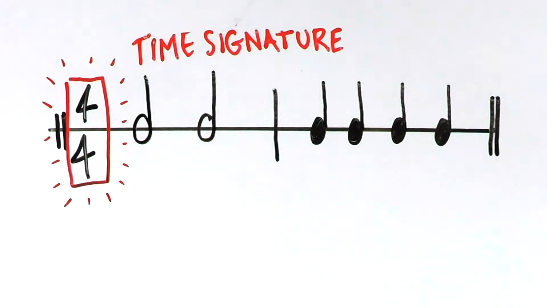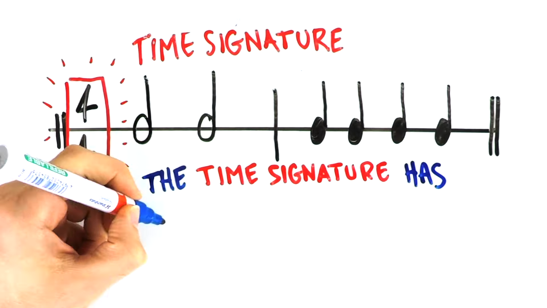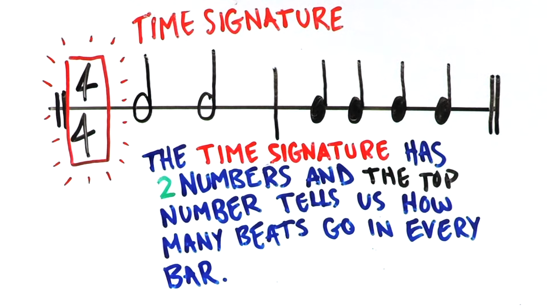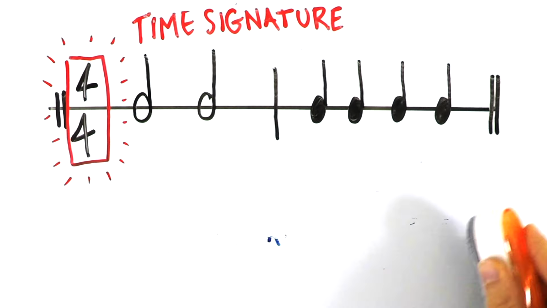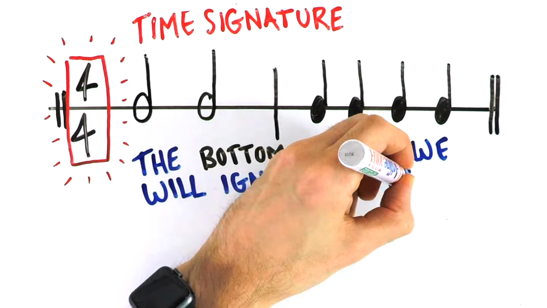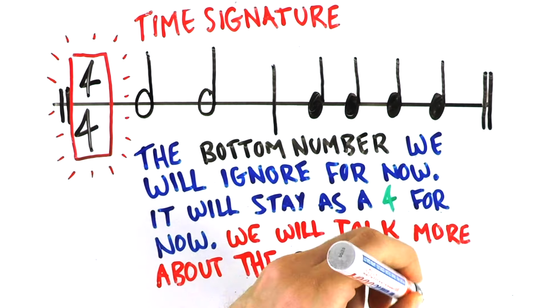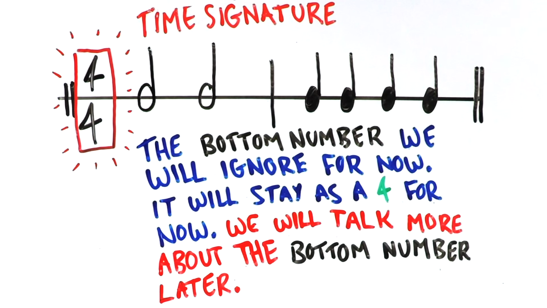But the important thing that you do have to know about the time signature is that it has 2 numbers, and one of these numbers is telling you how many beats goes into each bar. And that number is the top number. The bottom number we're going to ignore for now, and it's going to stay as a 4 for a while. So we don't have to worry about that. We'll talk about that much later, maybe in season 2 of this series.